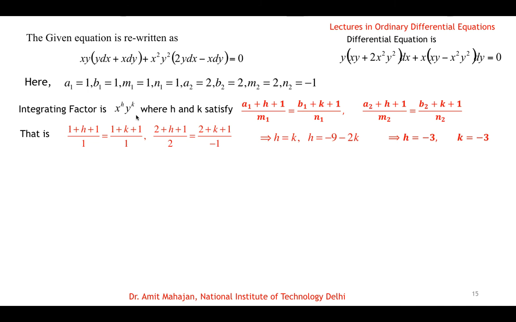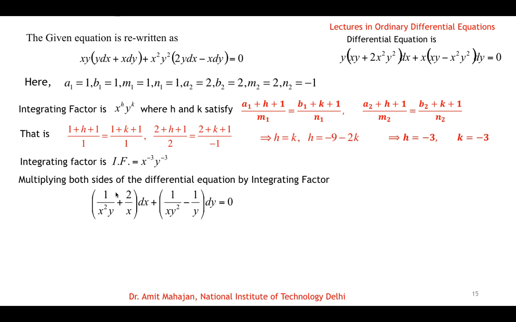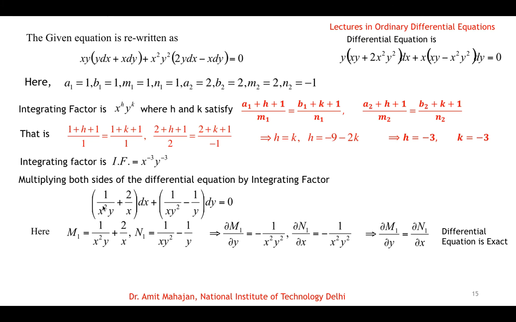So if we multiply with that integrating factor on both sides of this equation, then we will get a differential equation which is exact. If we multiply 1 by x cube y cube to the differential equation, then it can be written as this. This time, the term with dx will be our new M1 and this is N1. So again we will check whether it is exact or not. M1 is 1 by x square y plus 2 by x, and N1 is 1 by x y square minus 1 by y. So differentiate this with y and this with x. See that both are equal. So the new differential equation is exact.